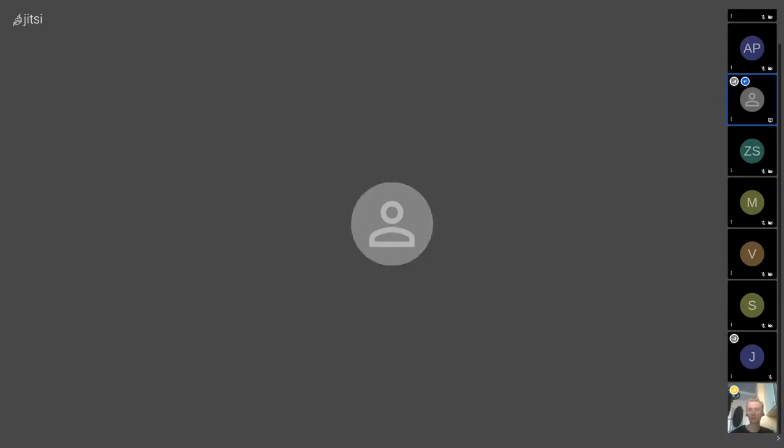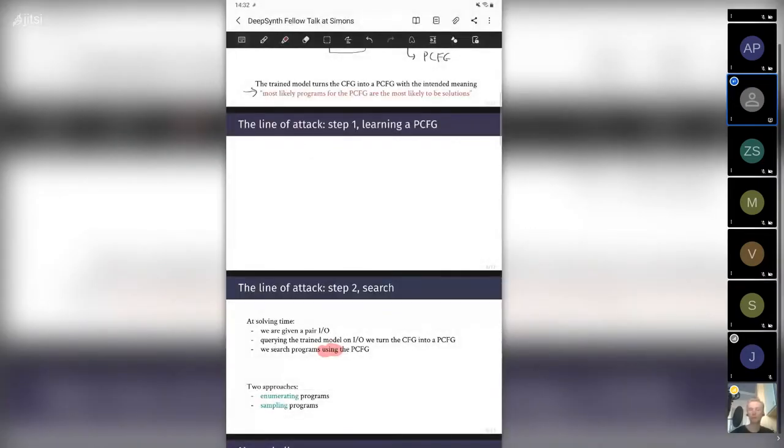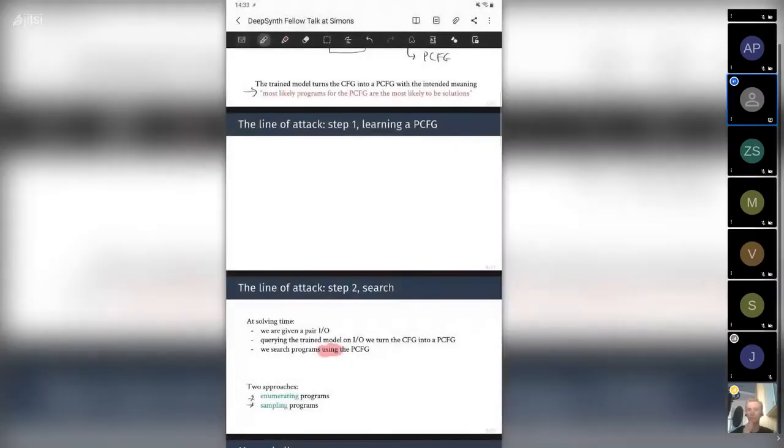So what does it mean, using? That's the key. There are two natural approaches. If you have your PCFG, you can either start enumerating programs or you can start sampling programs, right? Maybe sampling is the most natural. You have a distribution of programs. Well, you just repeatedly sample from it until the program you sample is a solution to your question.